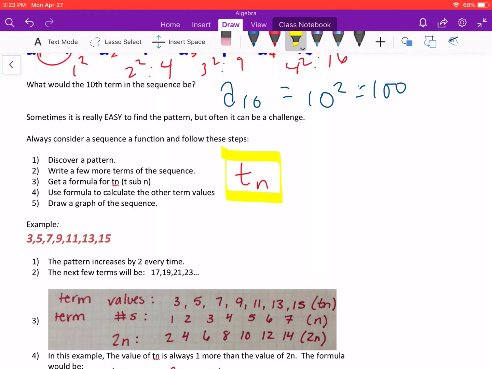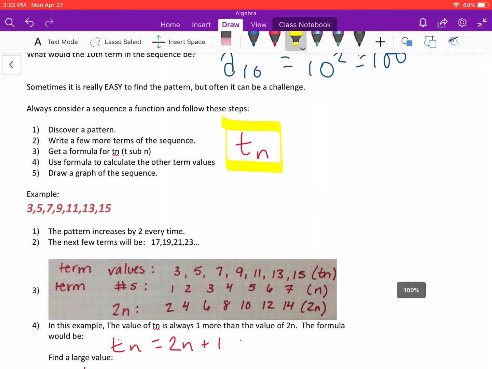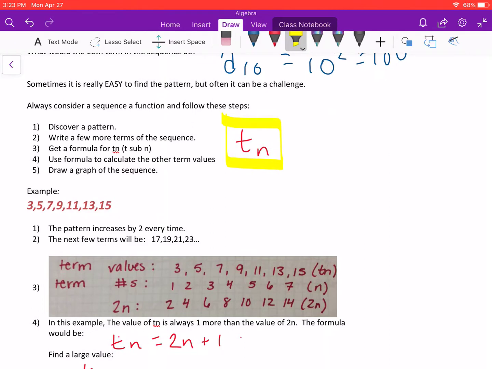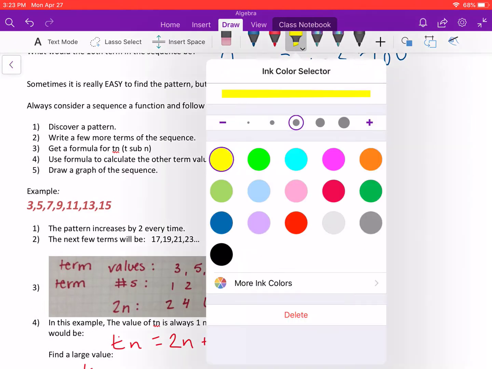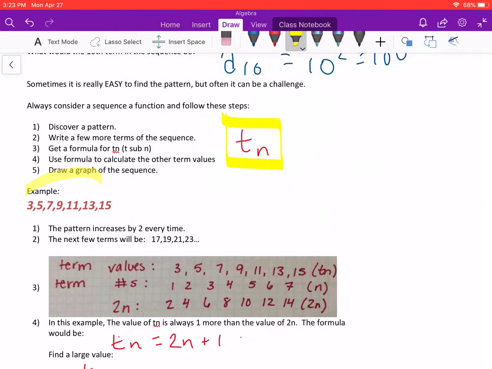And if we're looking at it, 2 times that value, I've written that there. So in this example I'm giving you, the value of t sub n is always 1 more than the value of 2n, looking here at this example problem. And so to find the next value, it would be t sub n equals 2n plus 1.